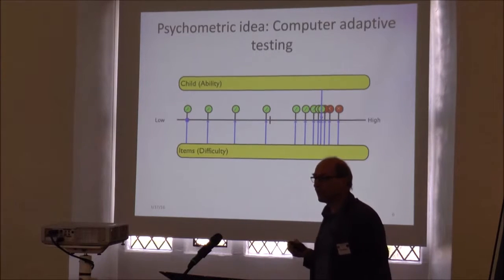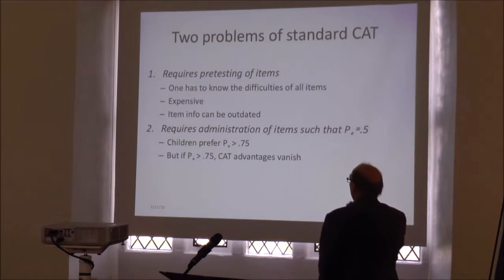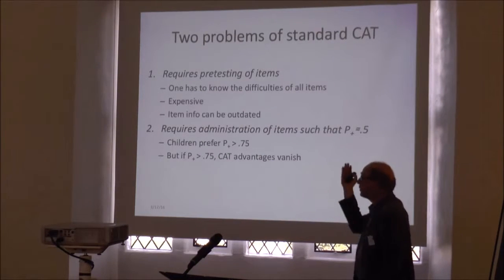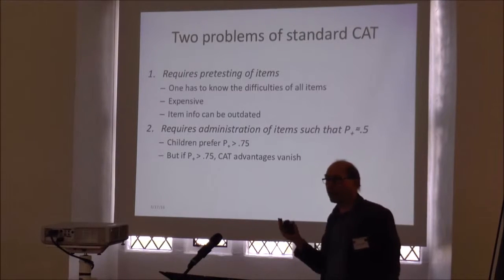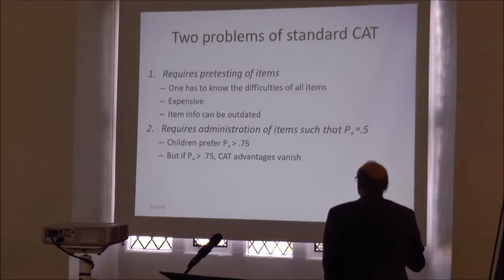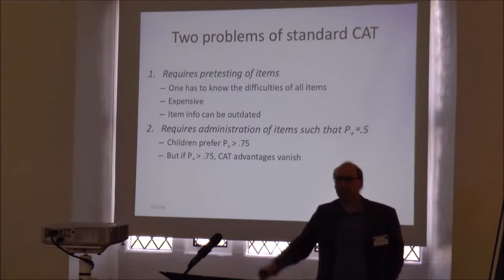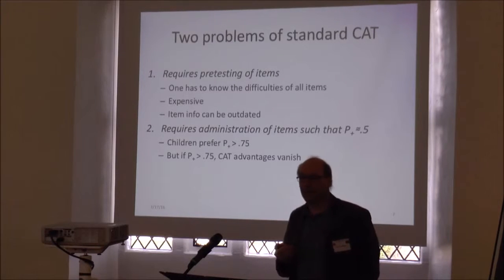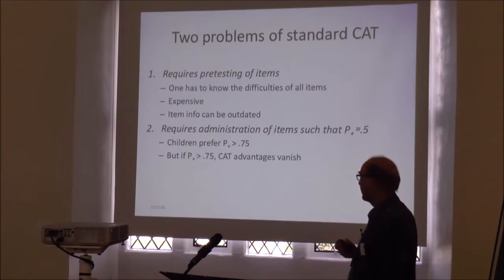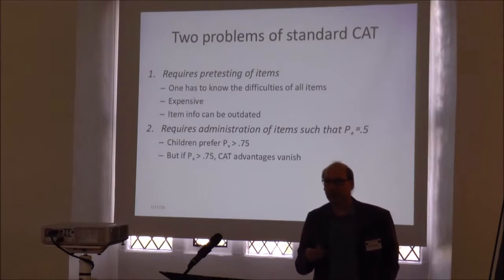That might be good in testing, but that's not good in practicing. So there are two problems. You have to know the difficulties of the items. That requires pre-testing. Pre-testing is very expensive. And if you set the expected probability correct at 0.5, children will quickly leave the system. They hate to make mistakes. If they make mistakes 50% of the time, they will just quit the whole system.